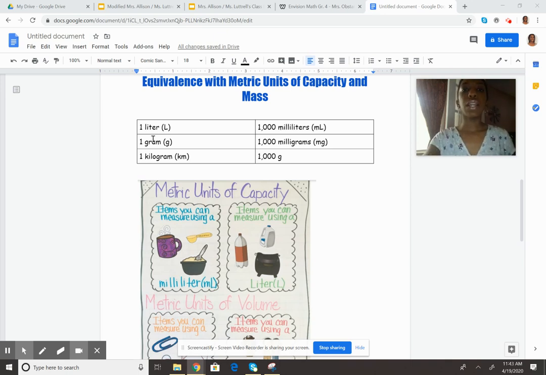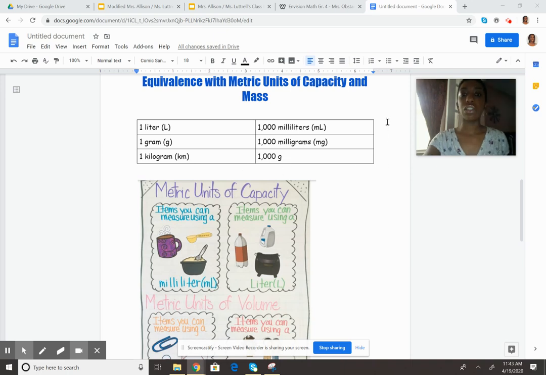We have 1 liter is equal to 1,000 milliliters, okay? Next, we have 1 gram. 1 gram is the same as 1,000 milligrams, and vice versa. 1,000 milligrams is equal to 1 gram, okay? 1 kilogram is equal to 1,000 grams. Again, 1 kilogram is equal to 1,000 grams.